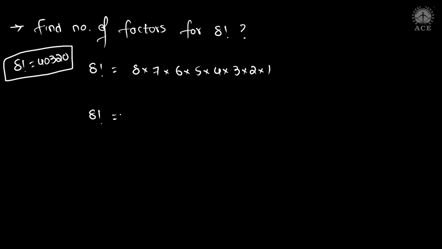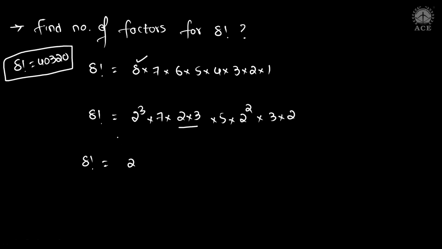Here, in terms of prime numbers, 8 is 2 cube, 7 stays, 6 is 2 into 3, 5 as it is, 4 is 2 square, and this is 3 into 2. Now convert everything to prime number powers. The 2s should be at one place, the 3s at one place. If they are at different places, we have to combine them. So we have 2 power 7, then 3 square, 5 power 1, 7 power 1.